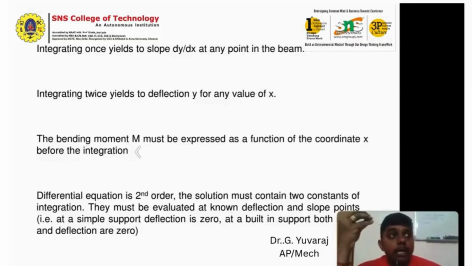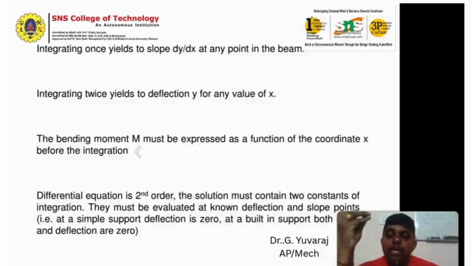And integrating twice yields the deflection. Wherever the deflection level has increased, the bending moment M must be expressed as a function of the coordinate x, with respect to the x-axis. The differential equation is second order, so the solution must contain two constants of integration.